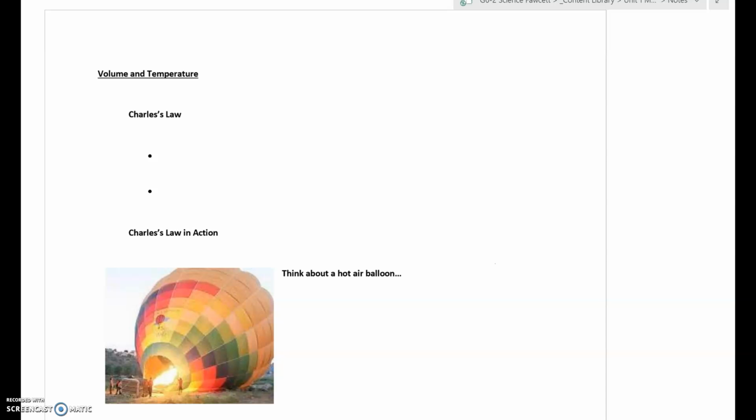The final gas law is about the relationship between volume and temperature, and this is known as Charles' law. And this states that when temperature increases, the volume will increase. So this is another direct relationship. When one of them goes up, the other one will also go up, and vice versa. If temperature decreases, then volume will decrease as well.